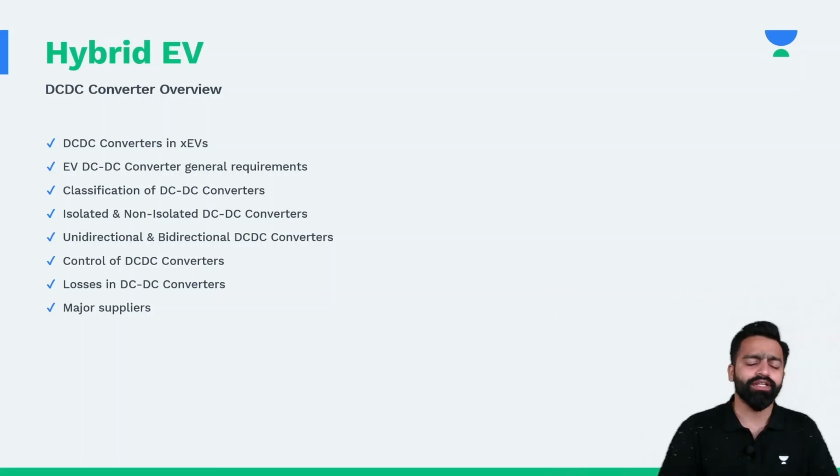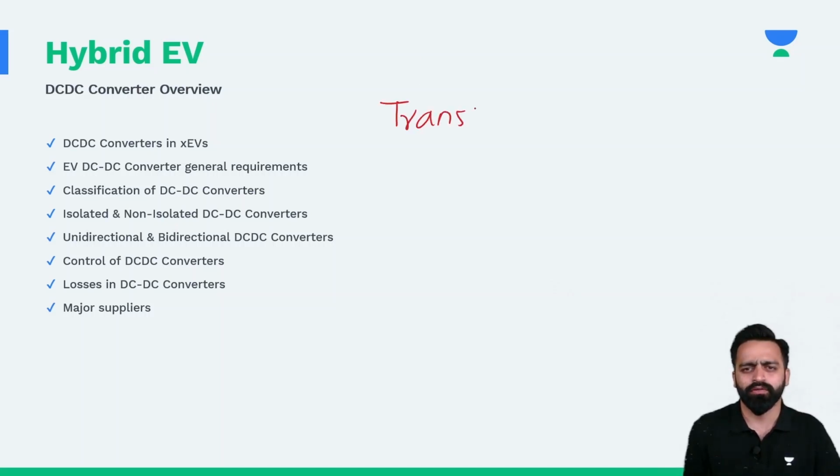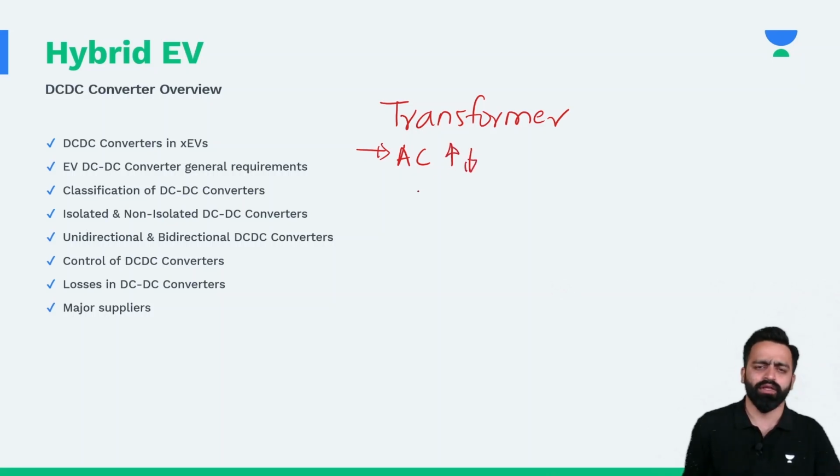DC to DC converter is one of the most important components. I hope all of you know, in case of AC systems, there is a device called a transformer. Do you know the transformer? You must have seen a transformer. The transformer is the device which is used to increase or decrease the AC voltage. Either you can increase the voltage or decrease the voltage by using a transformer. Nearby your home, you must have seen a distribution pole, and on that distribution pole there is a transformer.